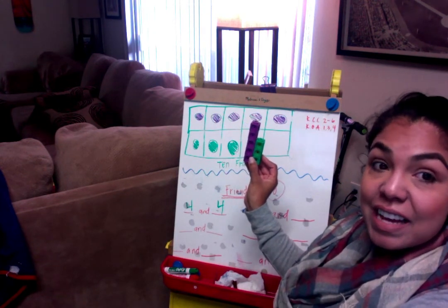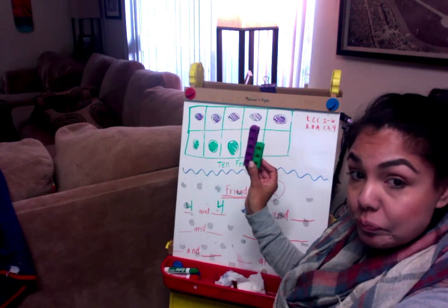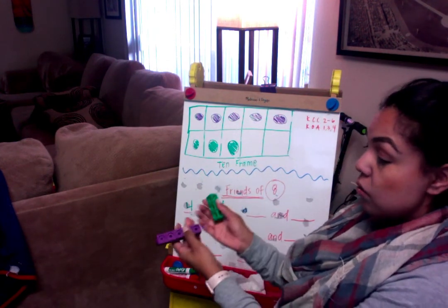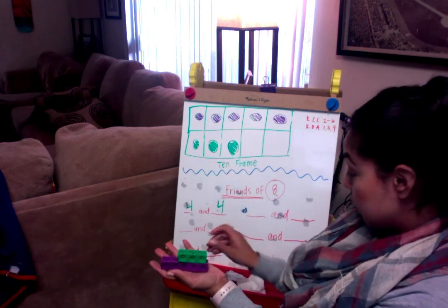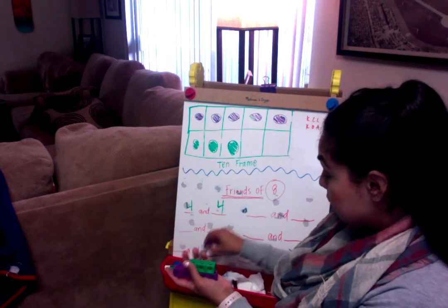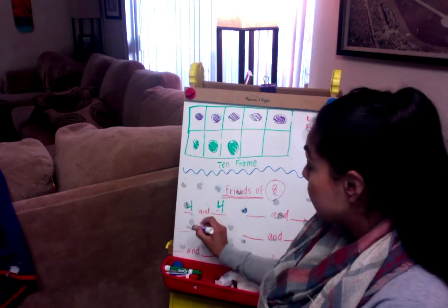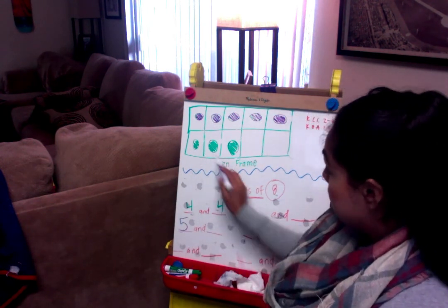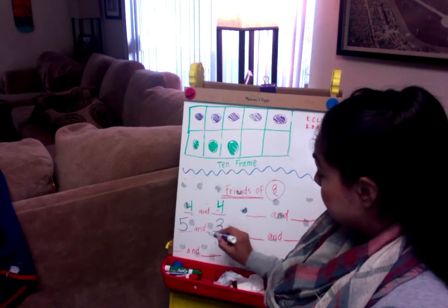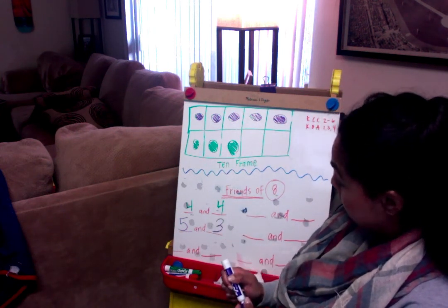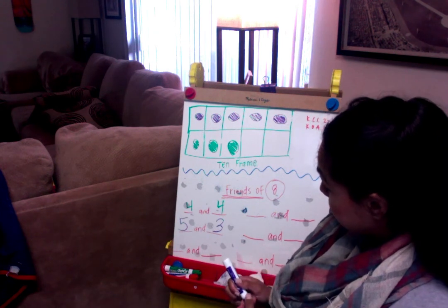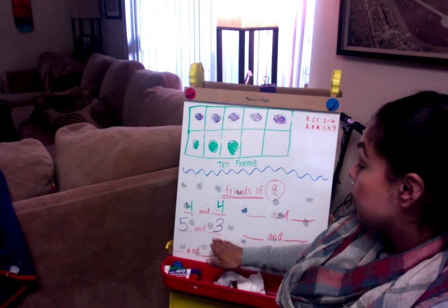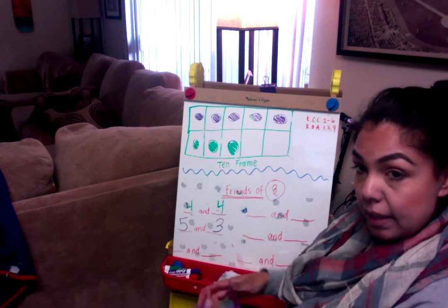Very good. So what I want you guys to do now is think about friends of 8. So we have 5 and 3. So can teacher write? I'll use my purple. Can teacher write 5 and what was the other one? 3 to make number 8? We sure can. Very good. So now we know that 5 and 3 also make 8.